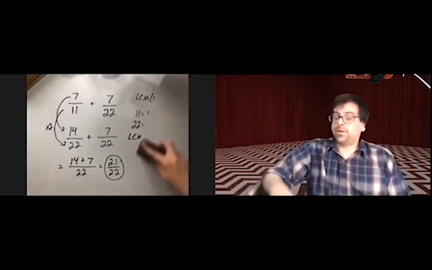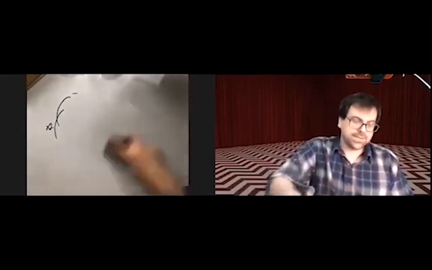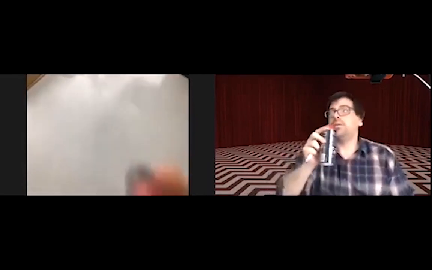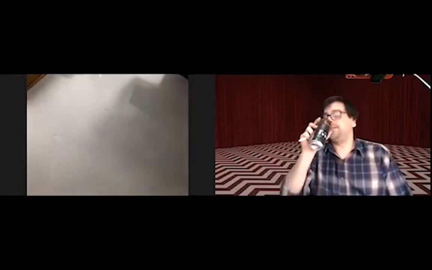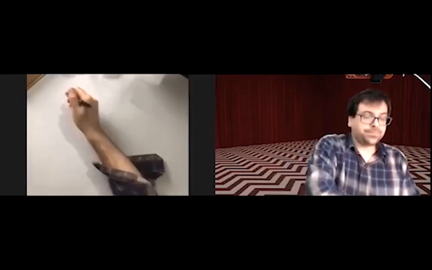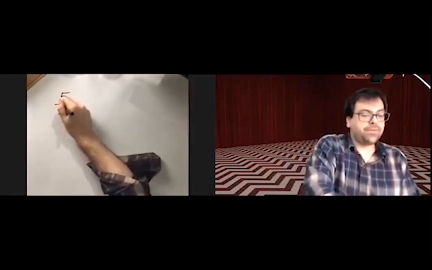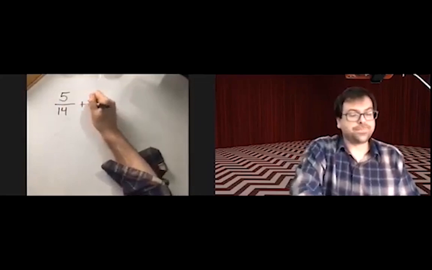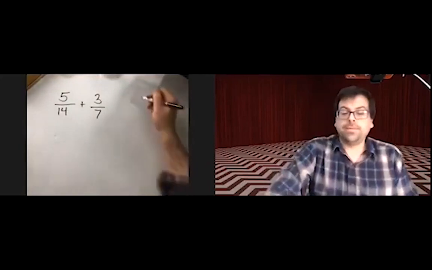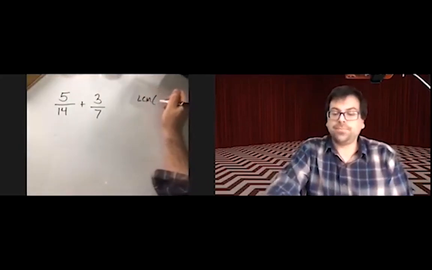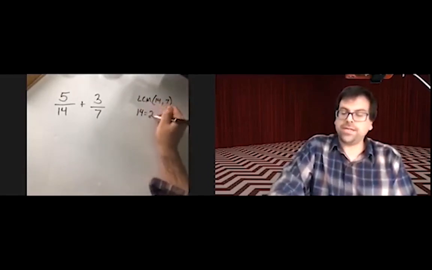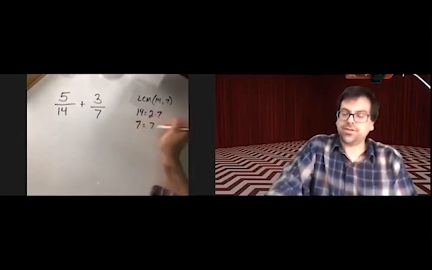Another one. This isn't so bad. Like I said, more difficult than multiplication, but still we have a step-by-step process. 5/14 plus 3/7. We need the least common multiple of 14 and 7. 14 is 2 times 7. 7 is just 7.